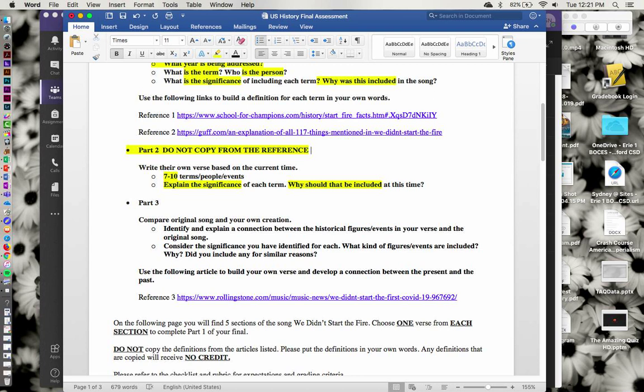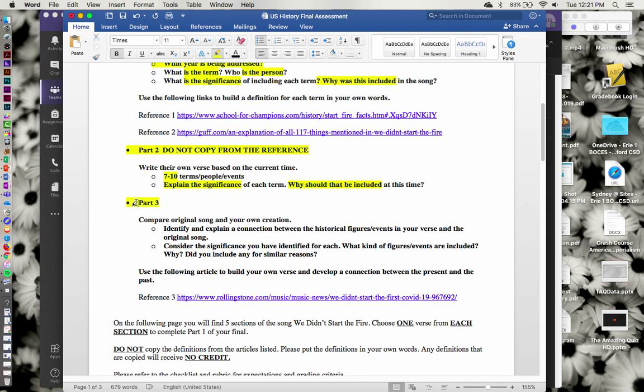Of course, some of you are going to put coronavirus in your verse. That's okay. You're going to also have to explain why you included it, but I don't want to see you copying a verse from that article and claiming it as your own. Remember, 7 to 10 terms that you pulled from this time period.